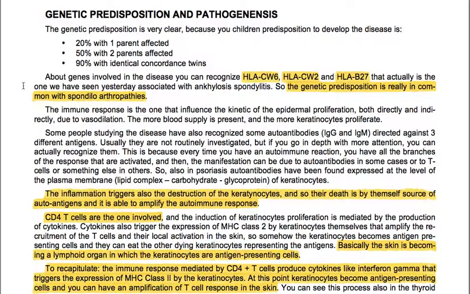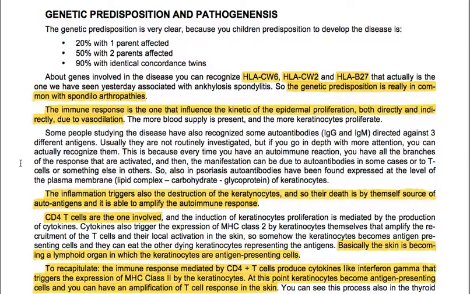The immune response is the one that influences the kinetic and the epidermal proliferation, both directly and indirectly due to vasodilation. The more blood supply is present, the more keratinocytes proliferate. Some people studying the disease have also recognized some autoantibodies, IgG and IgM, directed against three different antigens. Usually they are not routinely investigated, but if you go in depth with more attention, you can actually recognize them.